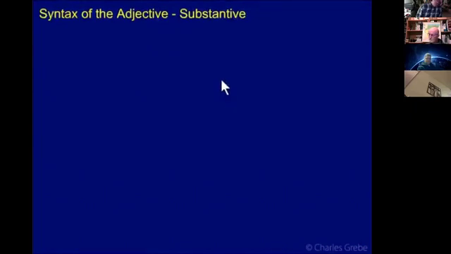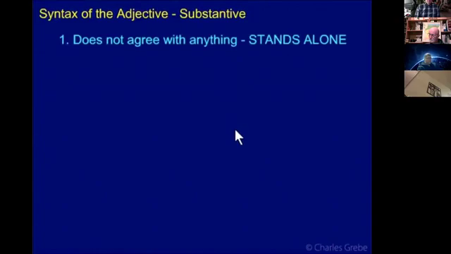So let's look at our rules. Our rule is really simple. A substantive adjective doesn't have to agree with anything. It just stands alone. So this is different than the other two we had, where they had to agree with either the noun they're modifying or the subject. Here, by definition, it just stands by itself.